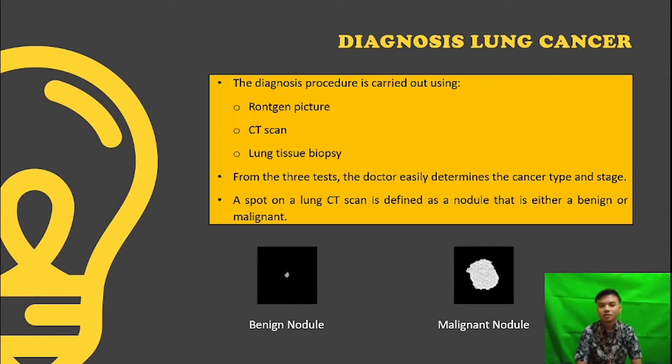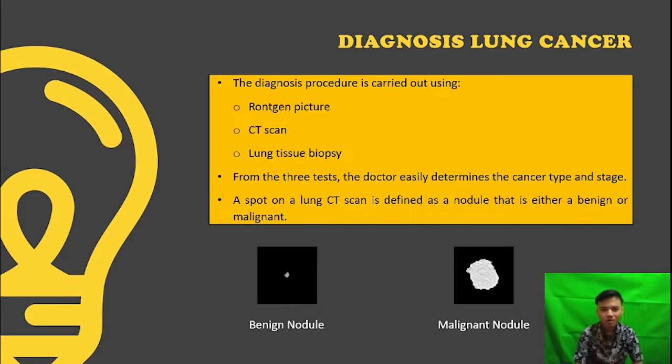Next, how to diagnose lung cancer. Lung cancer can be diagnosed in 3 ways. First, from Röntgen pictures. Second is CT scan, and the third is lung tissue biopsy. From the 3 tests, the doctor can easily determine the cancer type and stage.